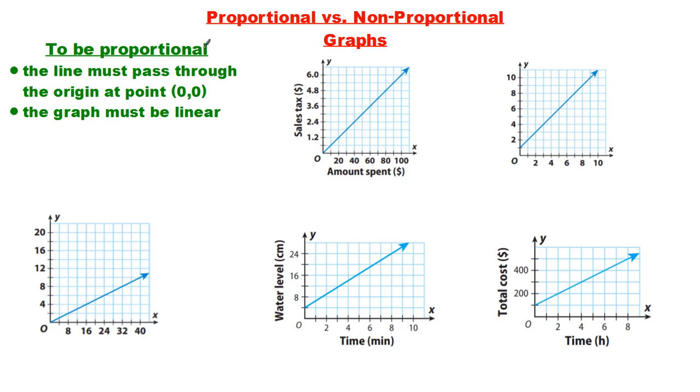Now, in order for something to be proportional when you're looking at a graph, the line must pass through the origin at point 0, 0. That's the most important thing. Of course, it has to be linear, but the line must pass through the origin 0, 0. So as you can see here, our independent variable, our x variable, is amount spent, and our y variable is the sales tax. This line is straight, it is linear, and it goes right through the origin. So this will definitely be proportional.